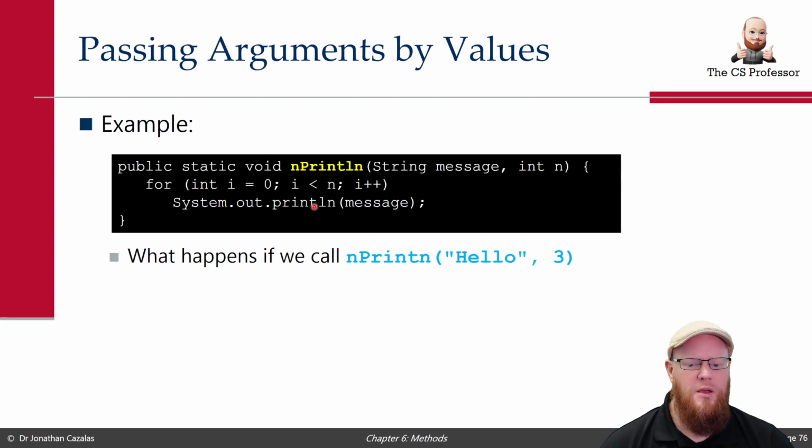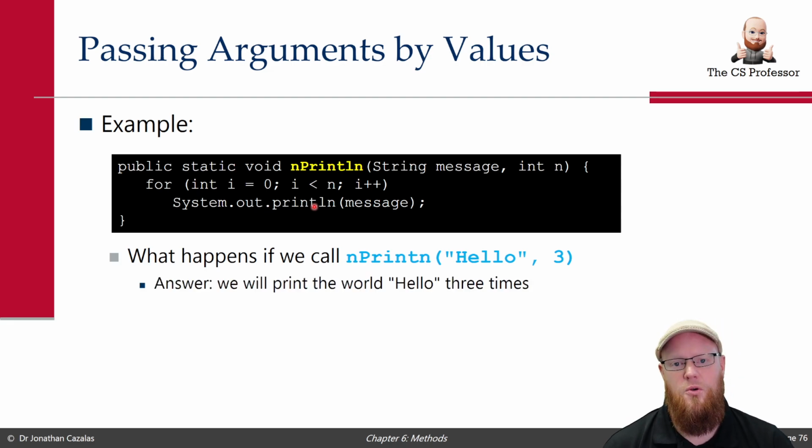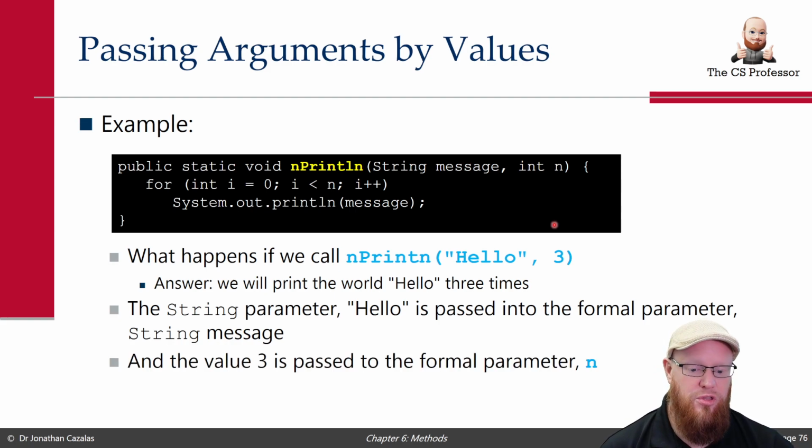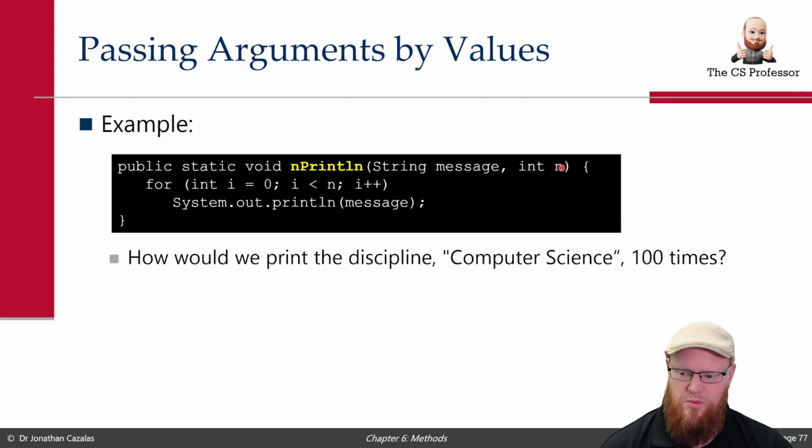Pretty straightforward. So what happens if we call this method nPrintln with these two parameters, the string hello, and then the second parameter, the number 3? Of course, we're going to print the string hello 3 times. Again, pretty straightforward. The string parameter hello is passed as an actual parameter, and it's saved into this formal parameter message. The value 3 right here, the actual parameter 3, is saved into this formal parameter n, and then again we execute that for loop and we print hello 3 times.